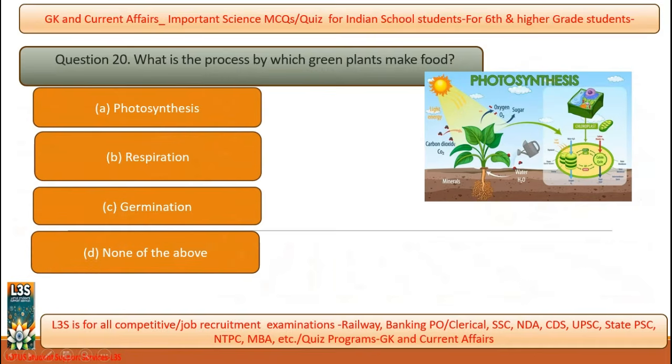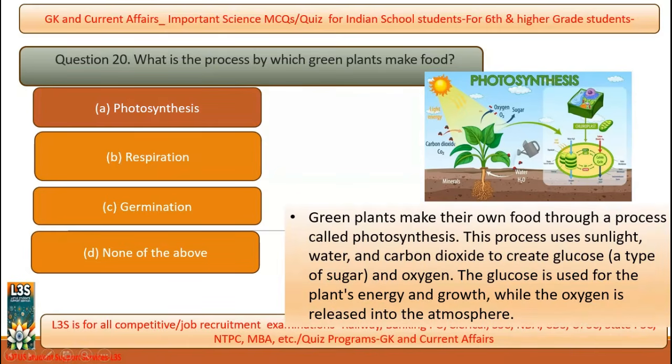What's the process by which green plants make food? Photosynthesis, respiration, germination, none of the above. And the right option is A, photosynthesis. The green plants make their own food through a process called photosynthesis. This process uses sunlight, water and carbon dioxide to create glucose, a type of sugar, and oxygen. Glucose is used for plants' energy and growth, while the oxygen is released into the atmosphere.